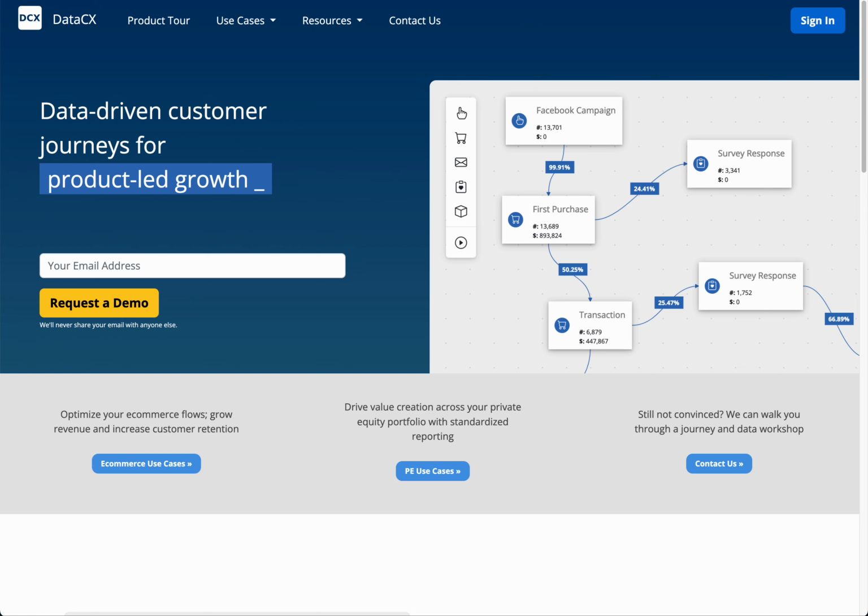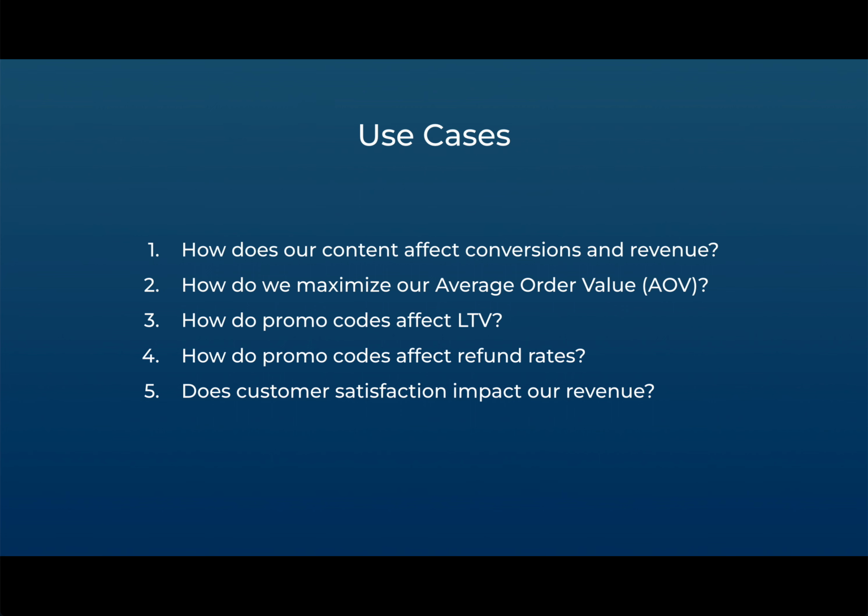Over the last few weeks, we've spent time speaking with leaders within marketing, performance, growth, retail, omnichannel commerce, and more to really understand the needs people have when it comes to mapping customer journeys and ultimately optimizing them. What I wanted to do today is walk you through 5 specific use cases when it comes to using our platform. The first is, how does our content affect conversions and revenue?